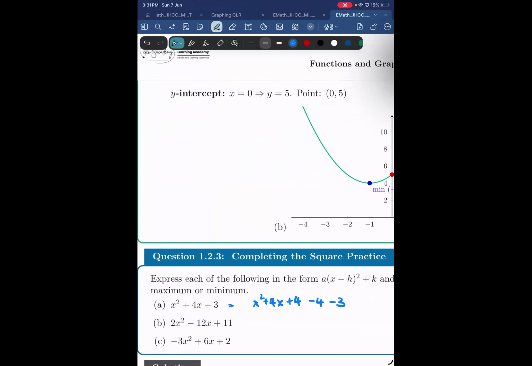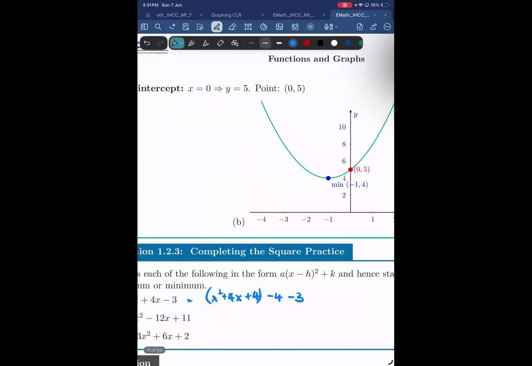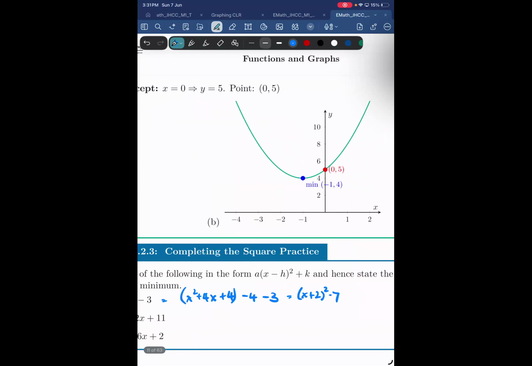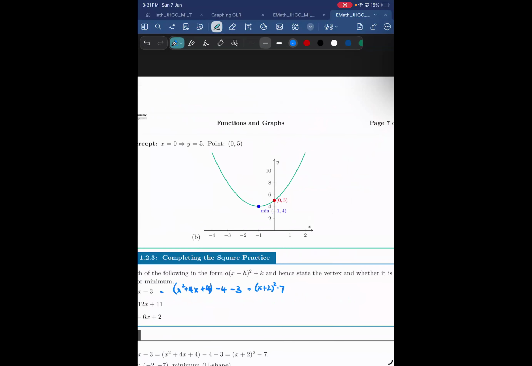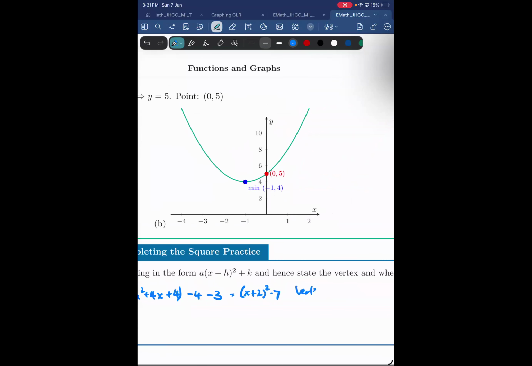Then the first three terms will always form the so-called completed square. This one you can recognize as x plus 2 squared. Then minus 4 minus 3 is going to be minus 7. So x plus 2 squared minus 7. So the vertex here, if you compare with the form earlier, is going to be minus 2 comma minus 7.